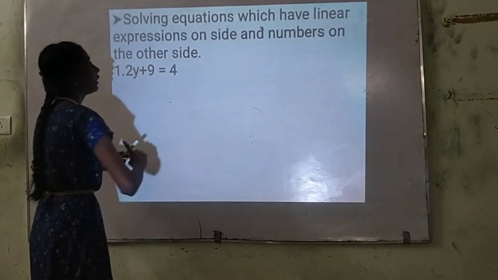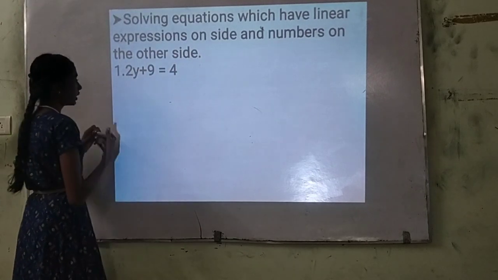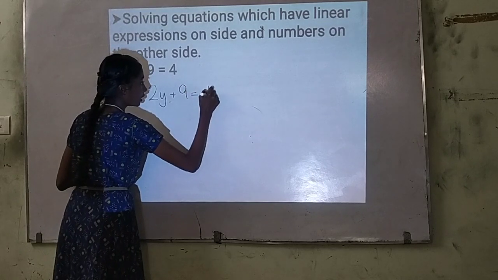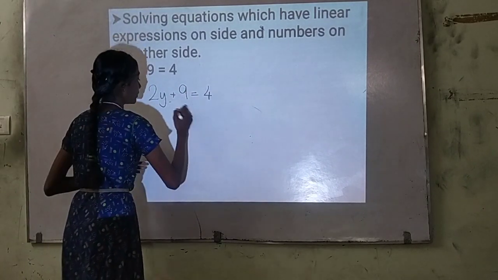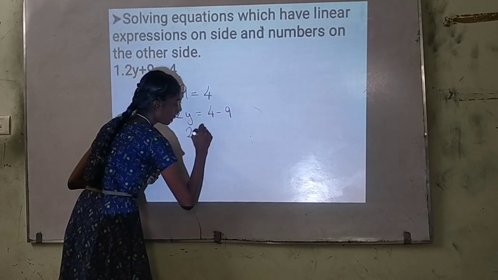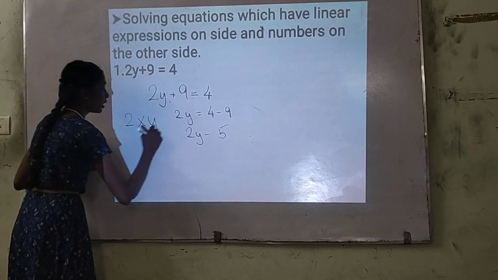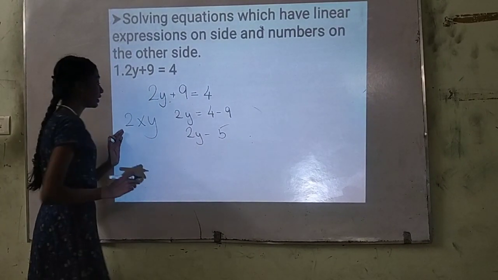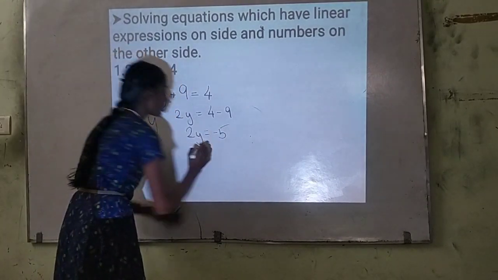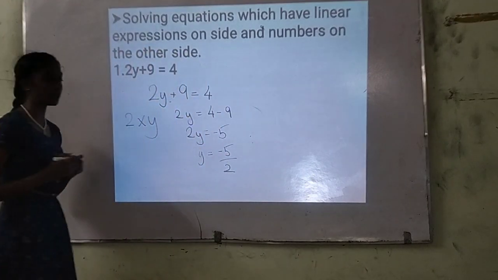Now let us solve equations which have linear expressions on one side and numbers on the other side. Here the equation is 2y plus 9 gives you 4. When plus 9 goes to the other side, it becomes minus 9. So 4 minus 9 gives you minus 5. Here 2y means nothing but 2 into y, so it is multiplied with y. When it goes to the other side, it becomes divided with minus 5. So the value of y is equal to minus 5 by 2.